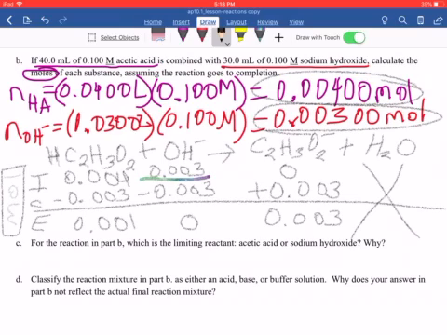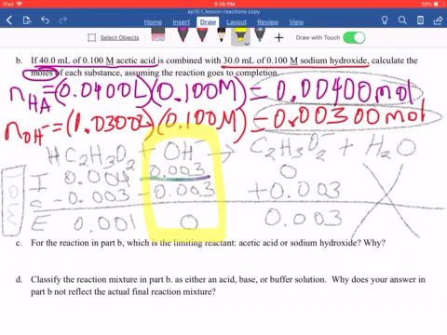All right, and then for part C, it says for the reaction in part B, so what we just did, what is the limiting reactant, acetic acid or sodium hydroxide? And so for that one, it is going to be sodium hydroxide because it's the one that is completely used up. So if you are completely used up, you are the limiting reactant. We can't react anymore because you are completely used up. We don't have any more hydroxide left. So if you are 0 at the end, you are the limiting reactant.